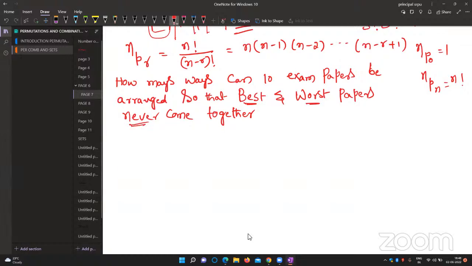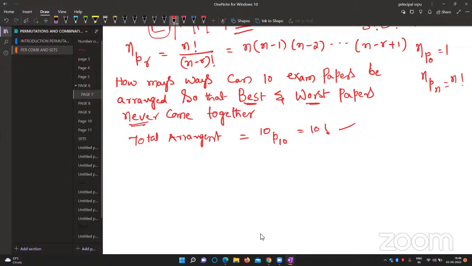Total 10 papers. First, total arrangements. Out of 10 question papers, we have to arrange all 10. That is equal to 10 factorial. Finished. That means in this 10 factorial arrangement, best paper and worst paper together may or may not be, I don't know. All 10 papers I have arranged. This is first. In this, best and worst paper together, I'll take together first.